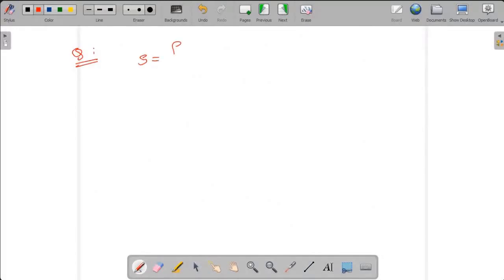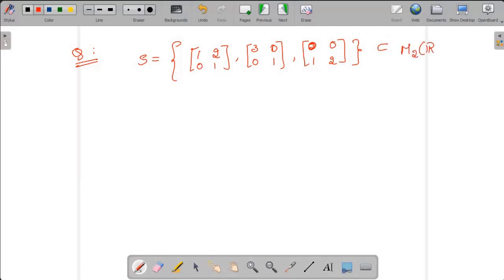Let me take S is equal to the matrices [1, 2, 0, 1], [3, 1, 2] and let me have many zeros: [0, 0, 1, 0], [0 here, 0 here, 1 here, 2 here]. Now my question is, is it linearly dependent or independent? This is a subset of 2 by 2 matrices, M to R. Now my question is, is this set linearly dependent or independent?